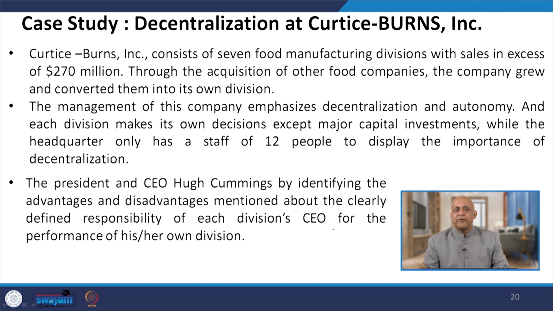I would like to mention a case study here, Curtis Burns, which consists of seven food manufacturing divisions with sales in excess of $270 million. Through the acquisition of other food companies, the company grew and converted them into its own divisions. The management of this company emphasizes decentralization and autonomy, and each division makes its own decisions except for major capital investment, while the headquarters only has a staff of 12 people.